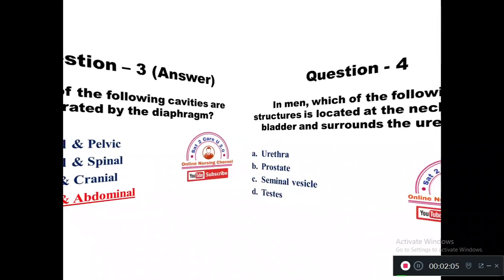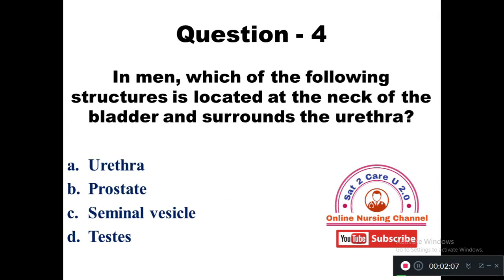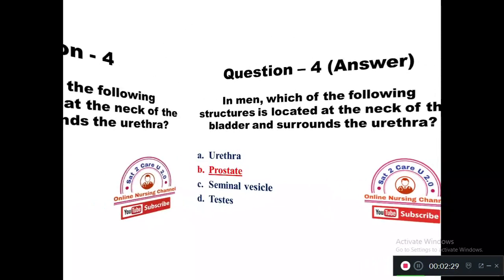Question number 4. In men, which of the following structures is located at the neck of the bladder and surrounds the urethra? Option A, urethra, B, prostate, C, seminal vesicle, D, testis. So the organ which is present below the neck of the bladder and surrounds the urethra is option B, prostate.